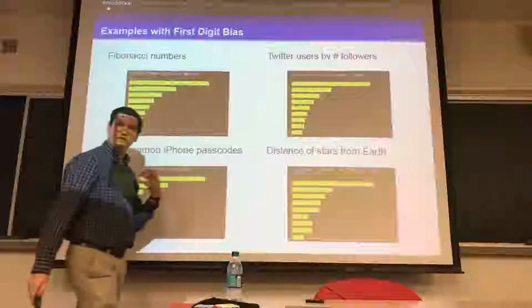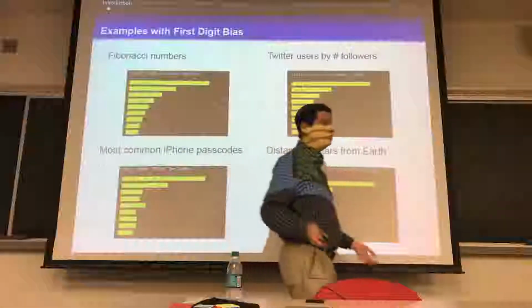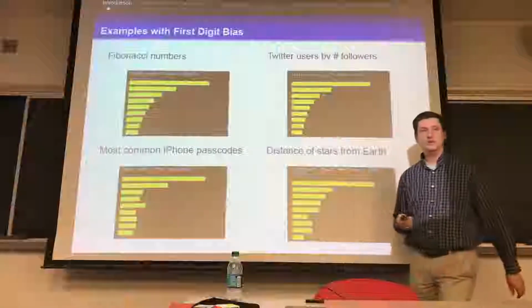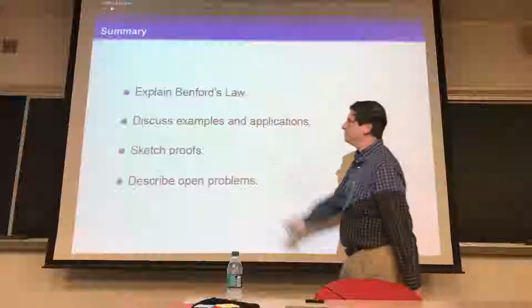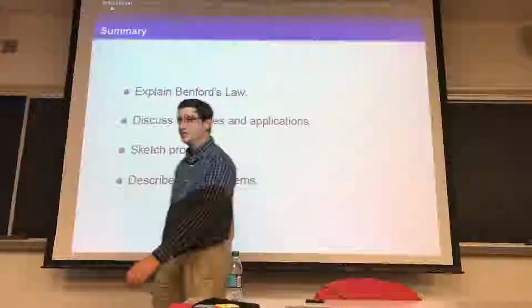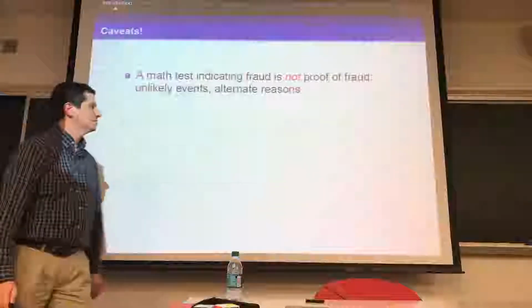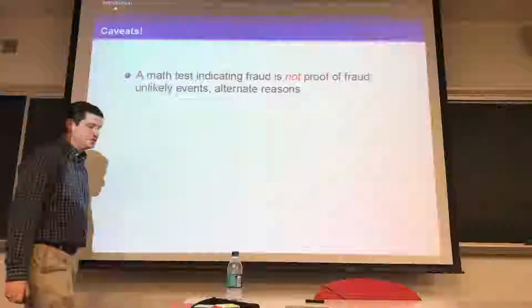And different things will have a better fit to Benford than others, and the general rule is the more things you amalgamate and average over, the better fit in general you will get. So I want to explain Benford's law, give some examples, sketch some proofs, and talk a little bit about some open problems. The first thing is, I've mentioned this has applications.